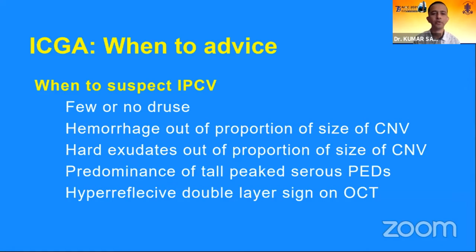These signs will be: there will be few or no drusen at all at the macula. The hemorrhages will be out of proportion to the size of the CNV. The CNV is small, but the hemorrhages are huge and extensive. The hard exudates will also be out of proportion to the size of the CNV, and there will be a predominance of tall and peaked serous PEDs, which should make us think in the direction of IPCV. And on OCT, there are many markers, but the most common, which every ophthalmologist should be acquainted with, is a double layer sign, which is hyperreflective and can lead us to think about IPCV.